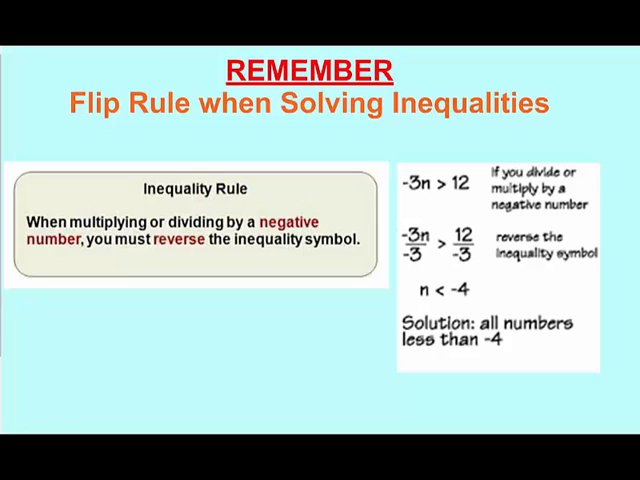Once you get into 2b, c, and d, you're going to have to do some solving. So please keep in mind the flip rule as you're going through this. And what the flip rule states is that if you ever multiply or divide by a negative number, you have to flip the sign. Now that's only true for multiplying or dividing negative numbers.